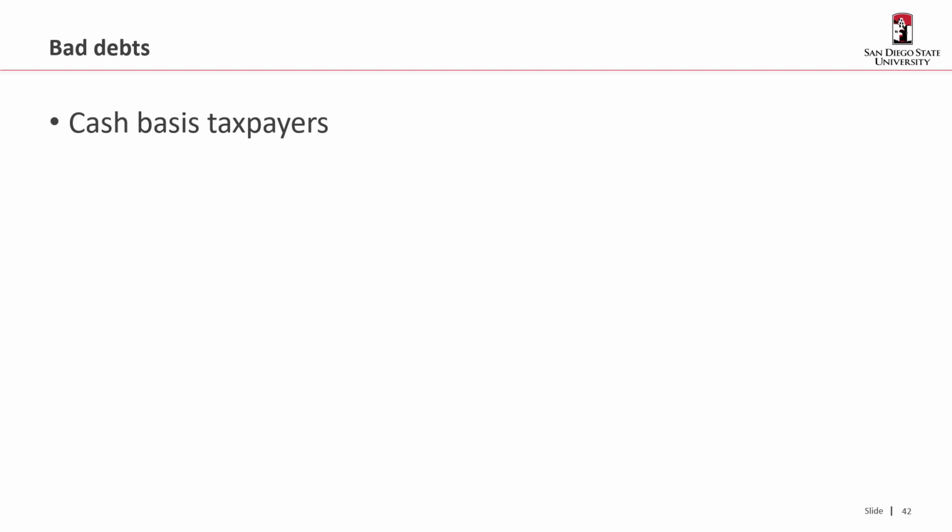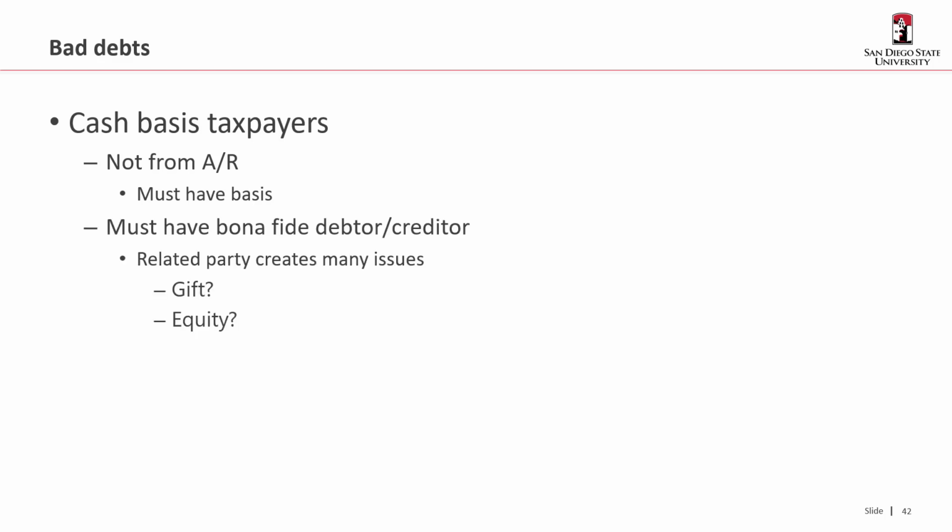All right, our next area is bad debts. So bad debts, we're going to focus on a cash basis taxpayer. And that's largely because this class is about individuals and the likelihood of it being accrual is much lower, but we'll touch on that anyway. So a cash basis taxpayer can't have bad debt from accounts receivable because they don't have basis in accounts receivable, because they're cash basis, they don't recognize accounts receivable, right? It's not income until it's constructively received.